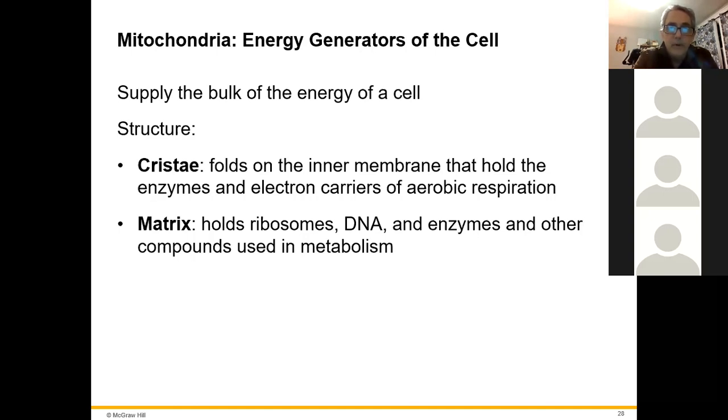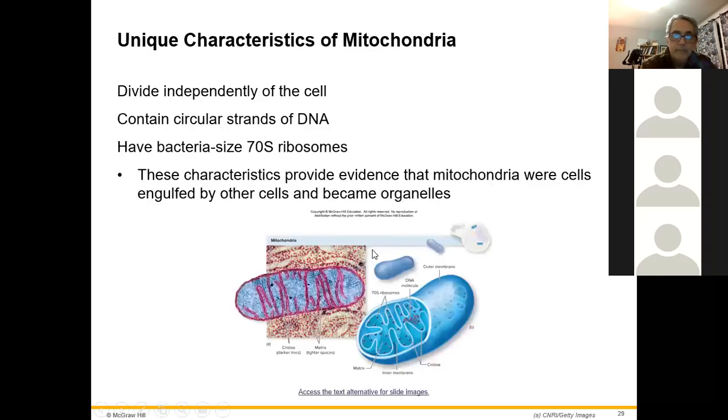It has the chromosome. The mitochondria has its own chromosome, its own ribosomes, and it replicates independently of the cell. So we said that before. Mitochondria divide independently of the cell. They have a single circular chromosome like bacteria do. Their ribosomes are similar in size to a bacterial ribosome, which are some of the reasons we believe that our mitochondria resulted from an endosymbiotic relationship.